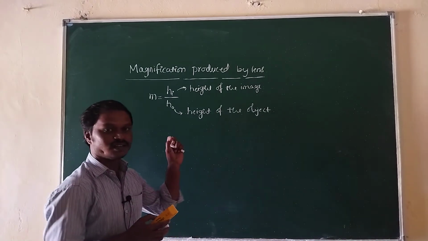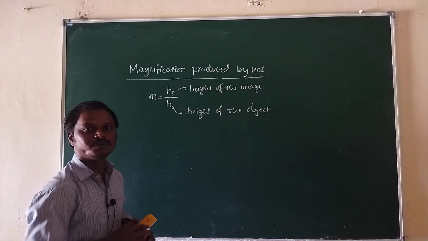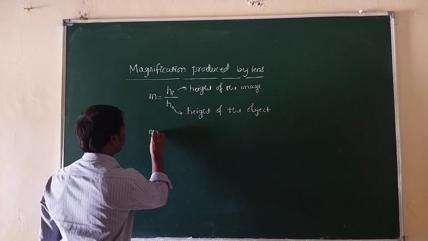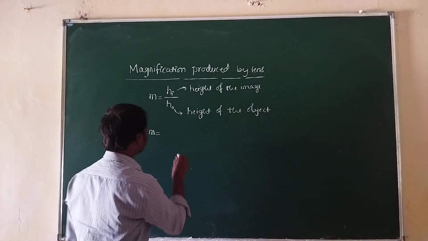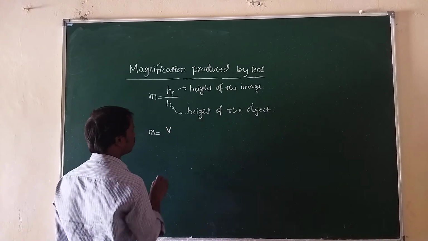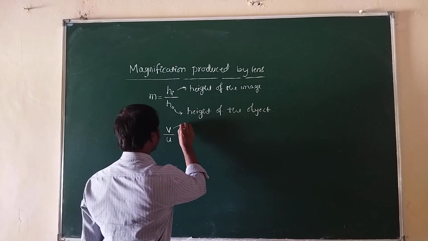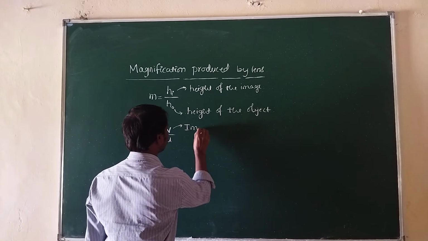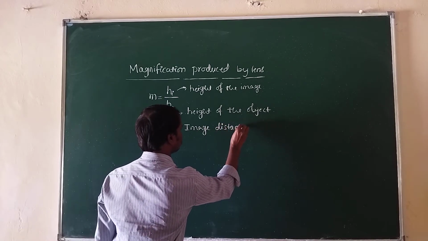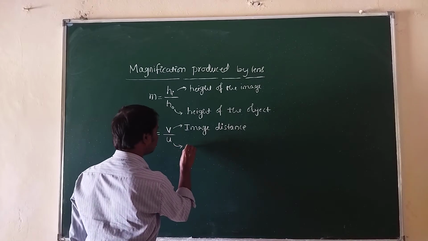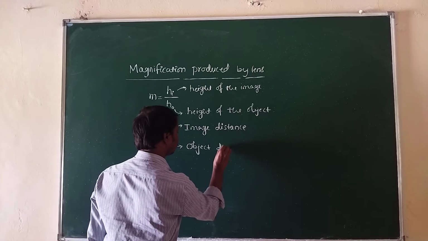Now, what is another way to define the magnification? Magnification is also defined as the ratio of image distance to the object distance. Image distance is represented by v and object distance is represented by u. So v is the image distance, and u is the object distance.